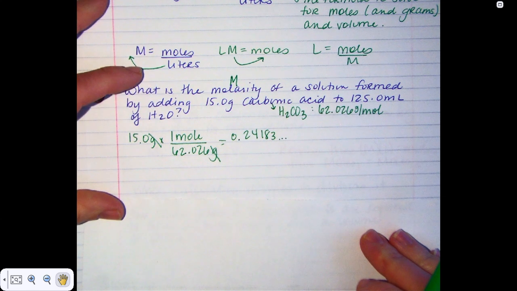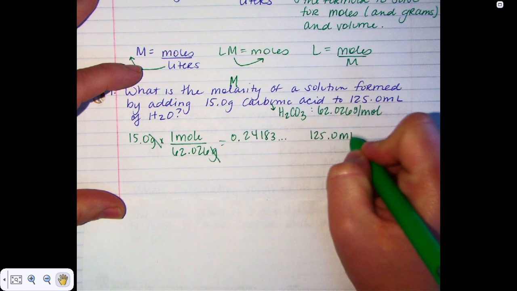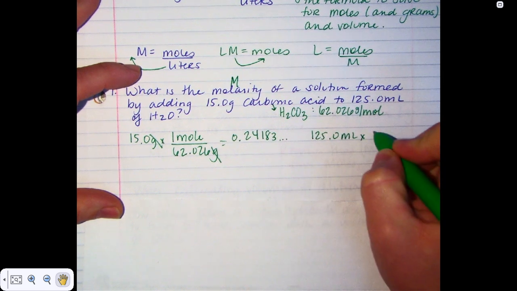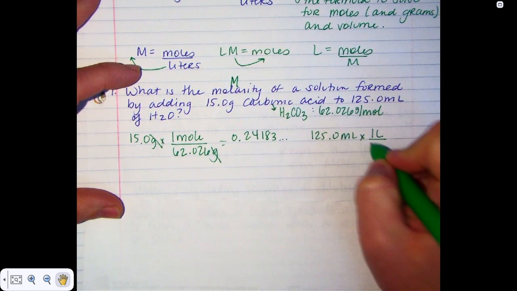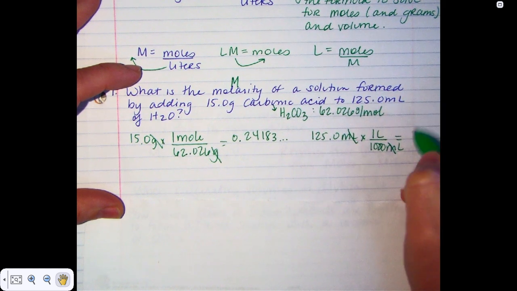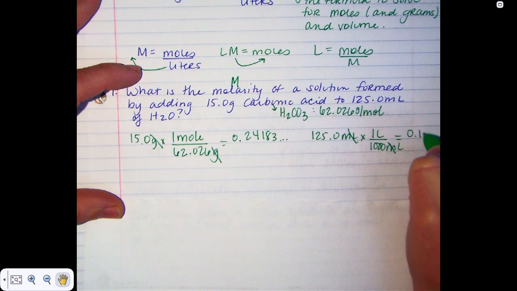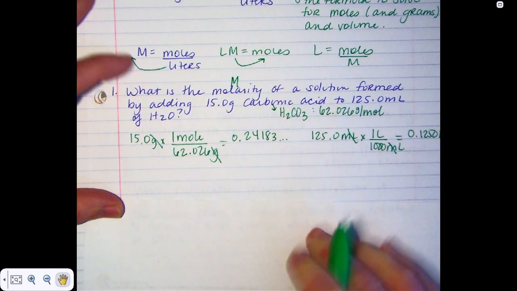And then in terms of my milliliters, 125.0 milliliters, there are 1,000 milliliters in 1 liter. So 1 liter over 1,000 milliliters. My milliliters cancel, leave me in liters. And really all I'm doing here is moving my decimal 3 places to the left. So 0.1250 liters.